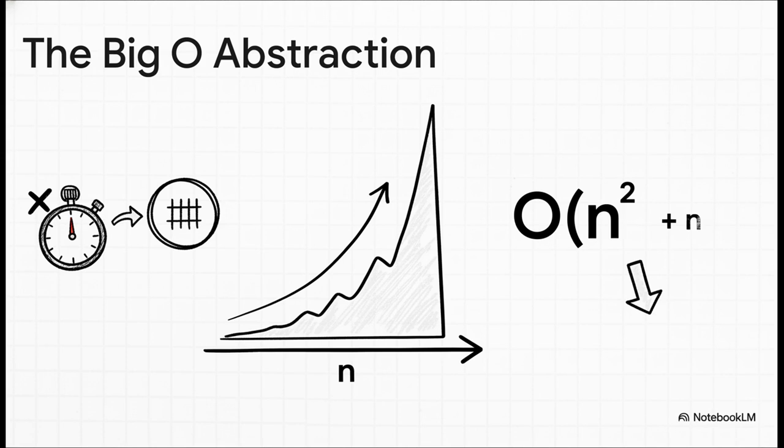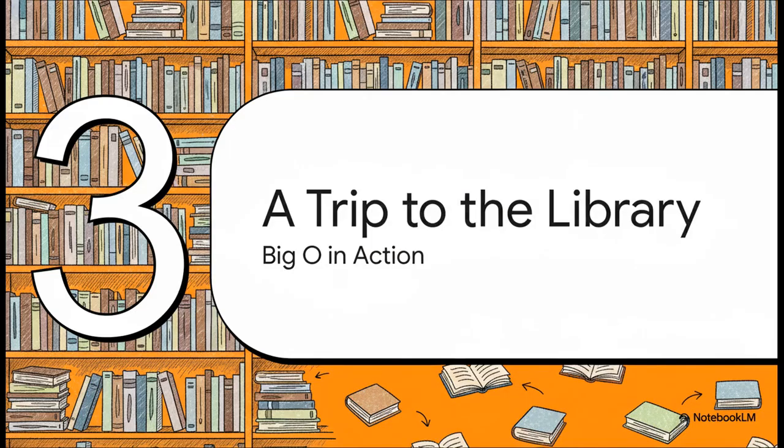So if you have an algorithm that takes, say, n squared plus n operations, when n is 1,000,000, n squared is a trillion. That extra n is just a drop in the ocean, so we just ignore it. We only focus on the part of the equation that's truly driving the growth, the part that's making things get out of hand. Okay, enough theory.